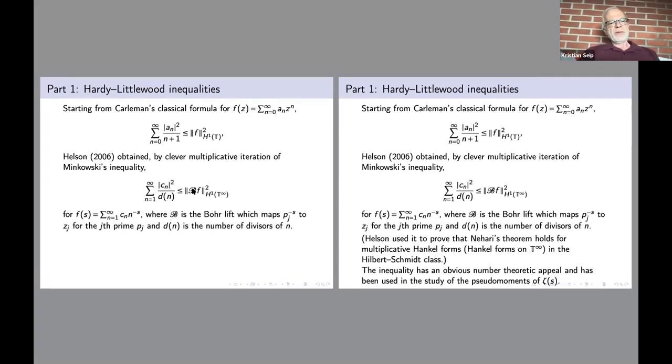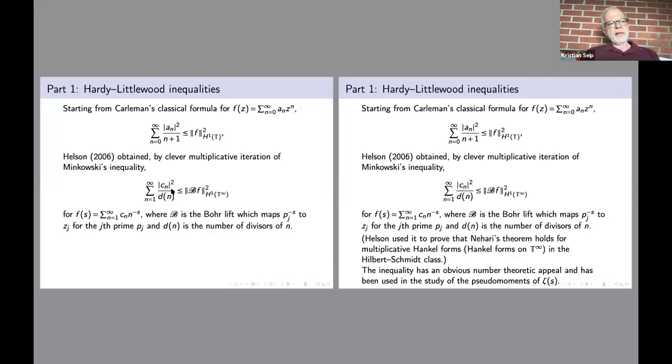What I have done now is to let this F be a Dirichlet series. So in order to get a power series, I use this Bohr lift. But just think of this as the H1 norm of your function. On the left-hand side, the weight will be more complicated, but it's easy to understand how you get from this to this. D of n is the number of divisors of the positive integer n.